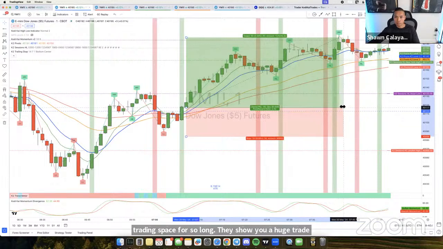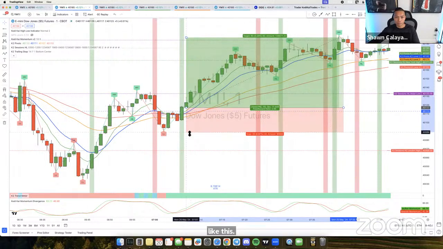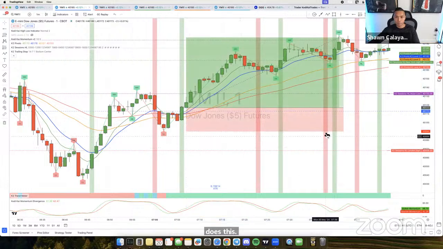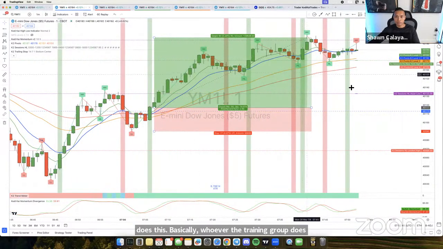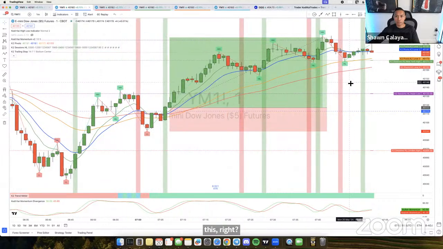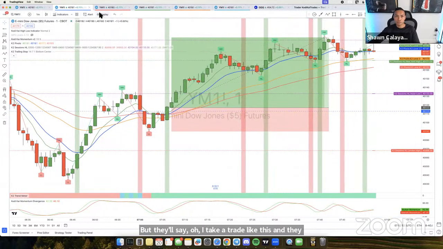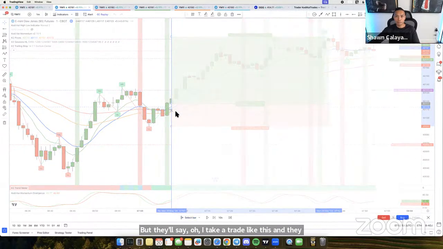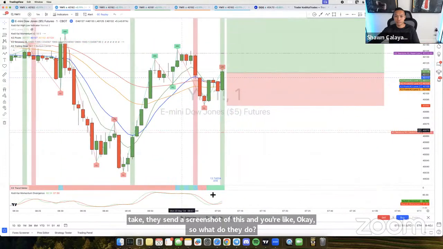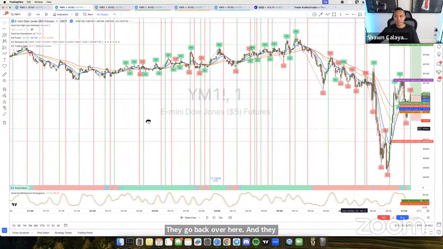And I'm sure you guys have seen this before. Everybody does this. Basically, whoever's trading group does this, right? They'll say, oh, I took a trade like this. And they send a screenshot of this. And you're like, okay, so what do? They go back over here and they take a screenshot of this first, right? This is how they trick a lot of people.